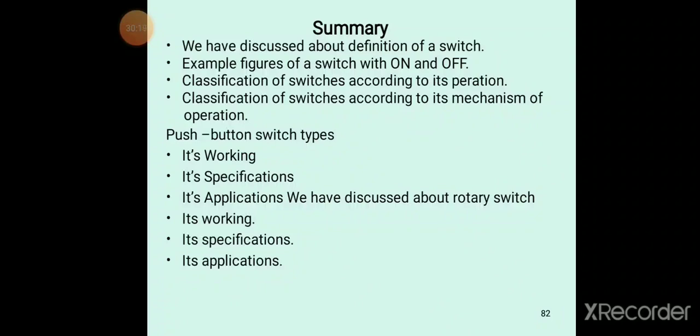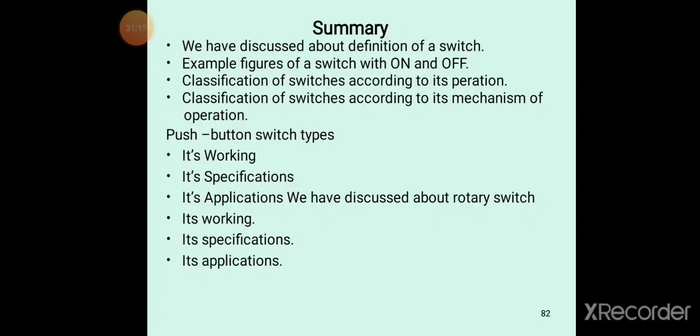Again, we discussed the classification of switches according to their operation: single pole, single throw; single pole, double throw; double pole, double throw; double pole, single throw; and single pole, multi position. After that, we classified the switches according to their mechanism of operation: push button type, rotary switch, sliding switch, thumb wheel switch, keyboard switch. Like that, we classified many switches.